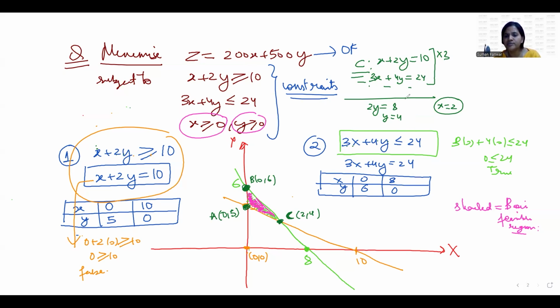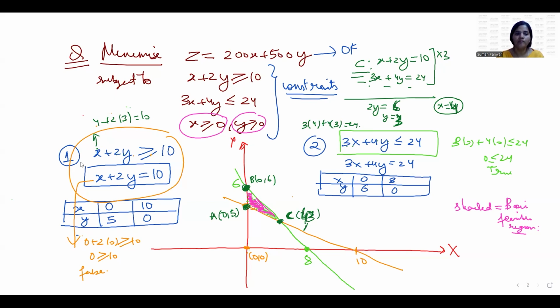Okay, so 30 minus 24 is 6. So y is coming out to be 3. If y is 3, x will be 4. So let's put it in now: 4 plus 2 into 3 will be 10. And here 3 into 4 plus 4 into 3 will be 24. Now we are correct. So this particular point is going to be 4, 3. Okay. So now we are coming to the end of solving this problem.